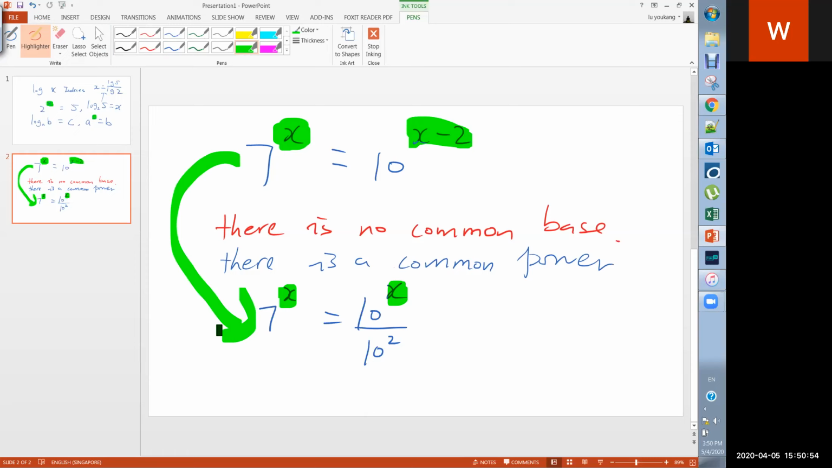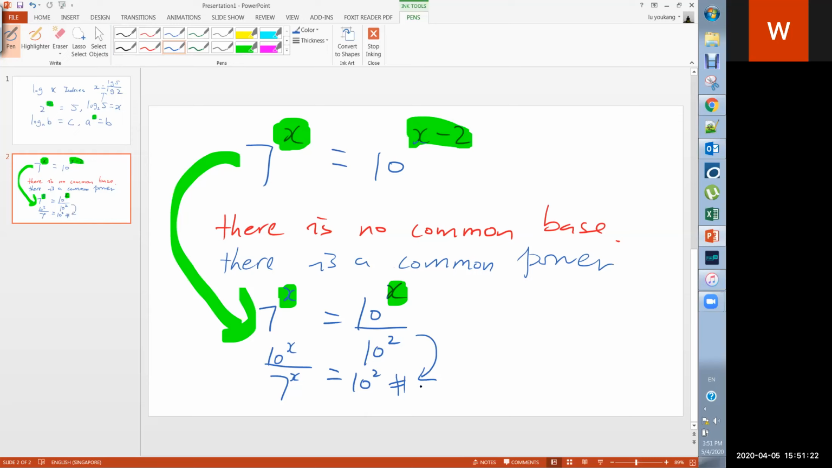Am I right? Yes. Then what you do is, if you have a common power, you just group them. How do you group them? So what you do is, you have 10^x over 7^x equals 10 to the power of 2. Do you know how I go from here to here?